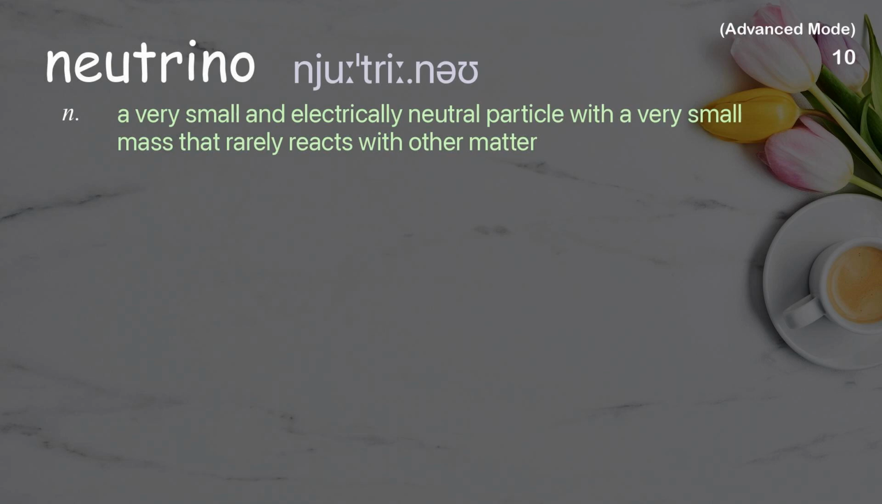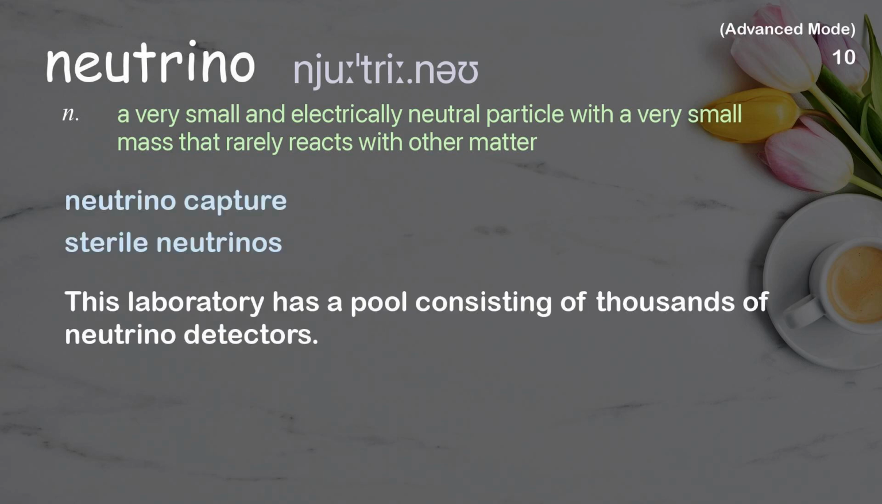Neutrino. A very small and electrically neutral particle with a very small mass that rarely reacts with other matter. Examples: Neutrino capture. Sterile neutrinos. This laboratory has a pool consisting of thousands of neutrino detectors.